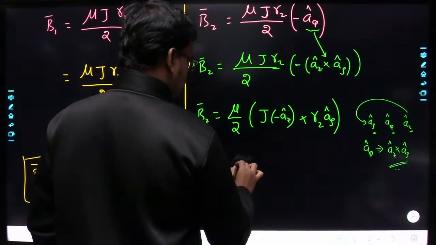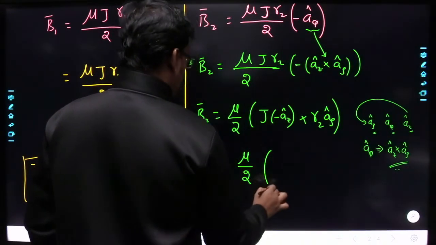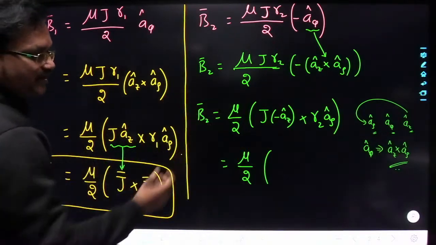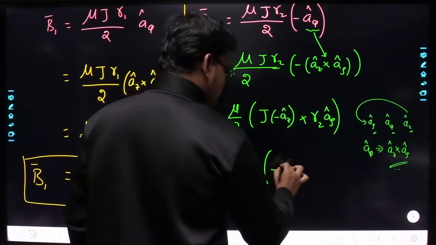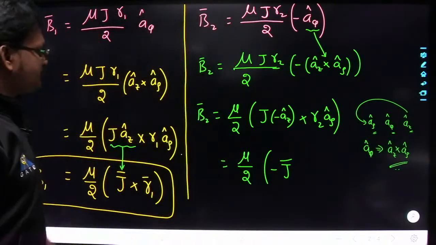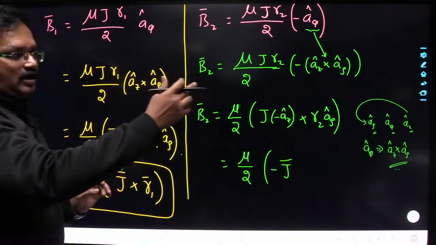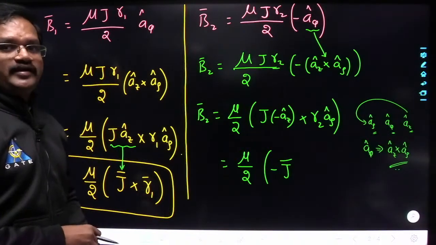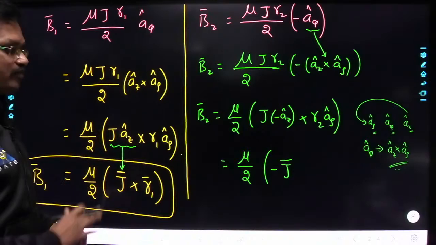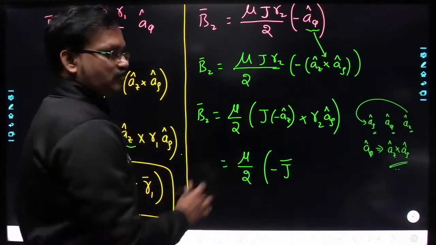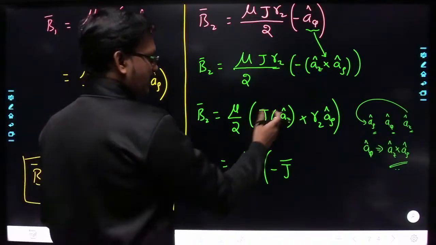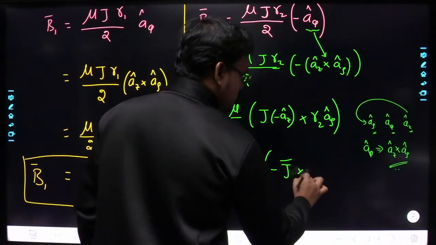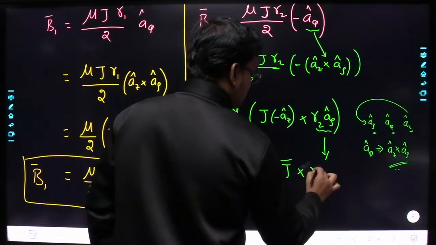So this is equal to mu by 2. Here J AZ cap we have written as J bar, so J into minus AZ cap you can write as minus J bar. What is the difference between the bigger cylindrical wire and the smaller cylindrical wire? The difference is only in the direction of the current density. Here it is flowing in the positive AZ cap direction, and here it is flowing in the negative AZ cap direction. So here you have minus J bar cross R2 aero cap, which I can write as R2 bar.